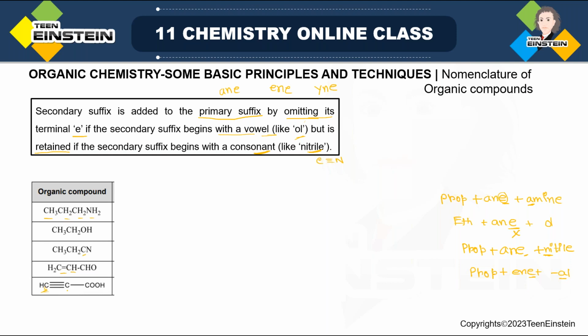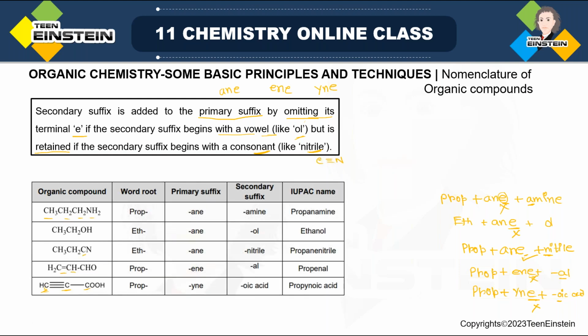The next example, total number of carbon 1, 2, 3. Again "prop". Now it will be "yne" because we have a triple bond. And this one is "oic acid", remember? So it is "oic acid". It is starting with a vowel. That means E will be omitted. So compared to the earlier examples, here the E will not be there. So it will be propanoic acid. Now see all these that we have just done.